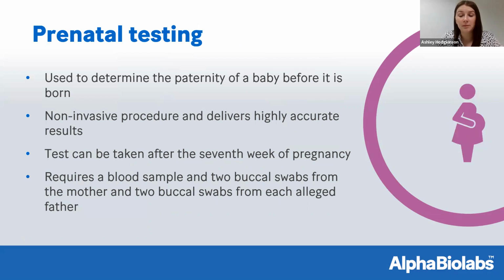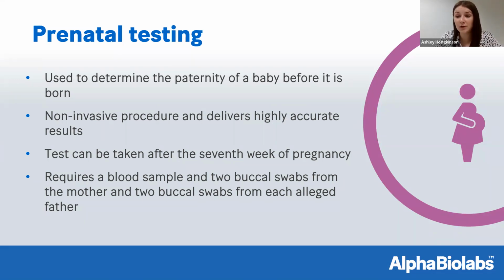If the child has not yet been born, you have the option to conduct a prenatal test. In essence, you're getting the same result. You're determining who the biological father is to the child, but you're doing this before the child's born. This can be particularly useful if you are looking to set up plans to place a child for adoption shortly after birth. You'd be able to do this in advance, knowing that you have the correct parents available to you.